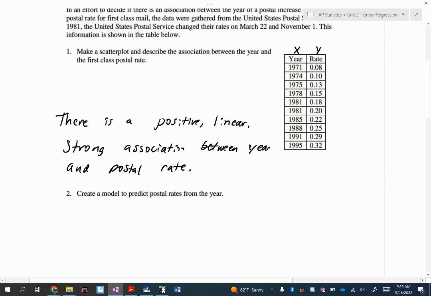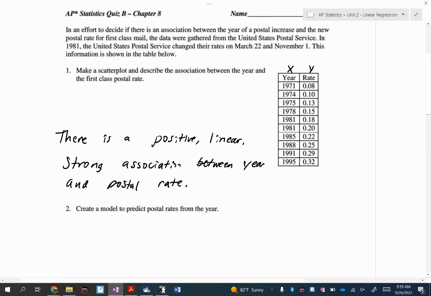Now, the check that I do at this point is, is it okay to actually make the model? Is it okay to make a linear regression model? And the answer is yes. Why is it yes, Victor? Because we use what word? Linear. If it's linear, it's okay to make the model.